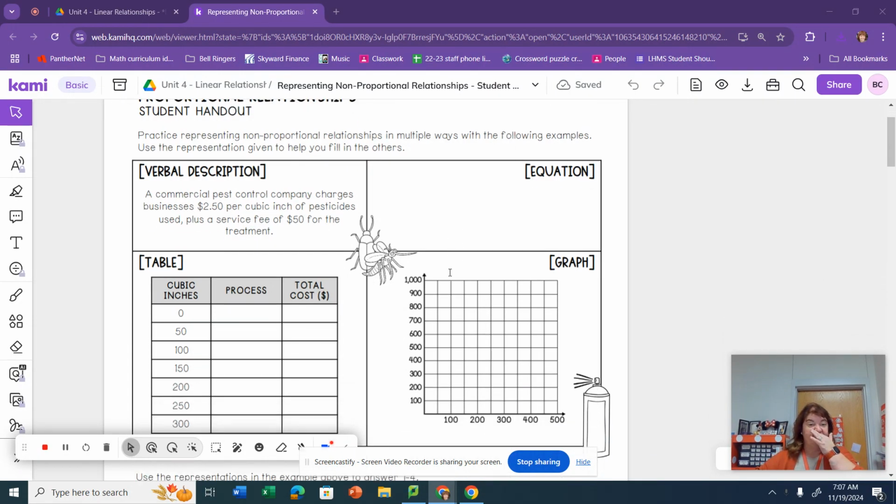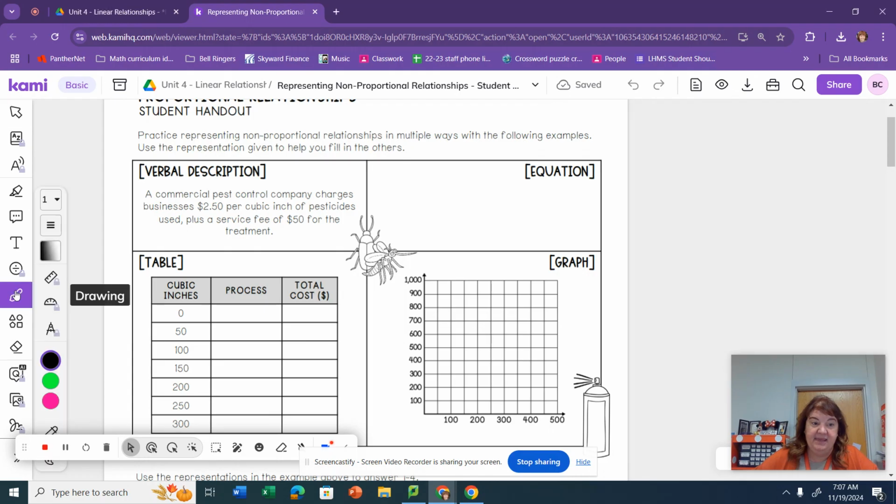So, verbal description. A commercial pest control company charges businesses $2.50 per cubic inch of pesticides used, plus a service fee of $50 for the treatment. So let me get my little pen out here. Oh, let's do pink today. Here's a key to look for. The word that says per, that's going to be the one that goes with the X.